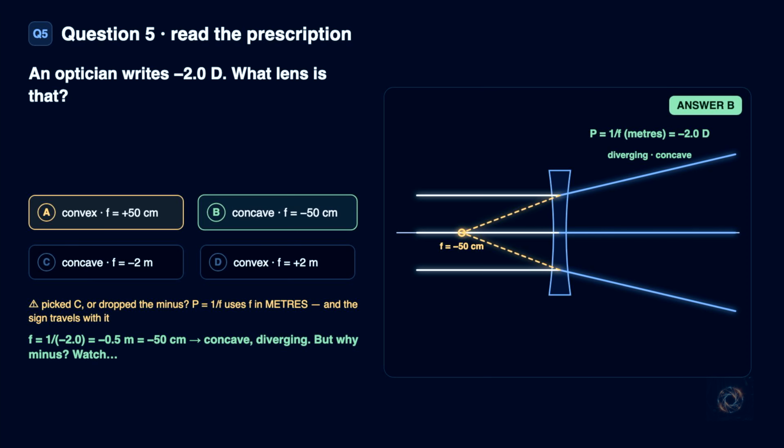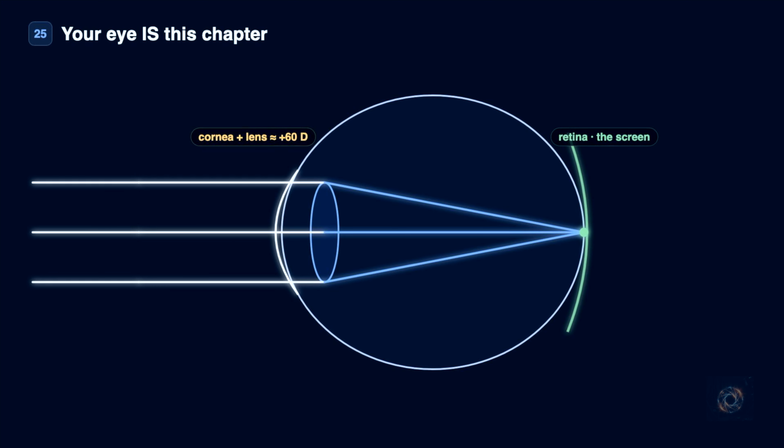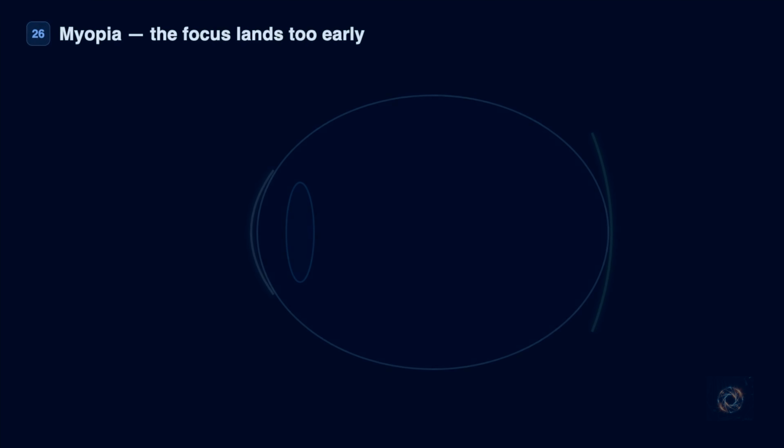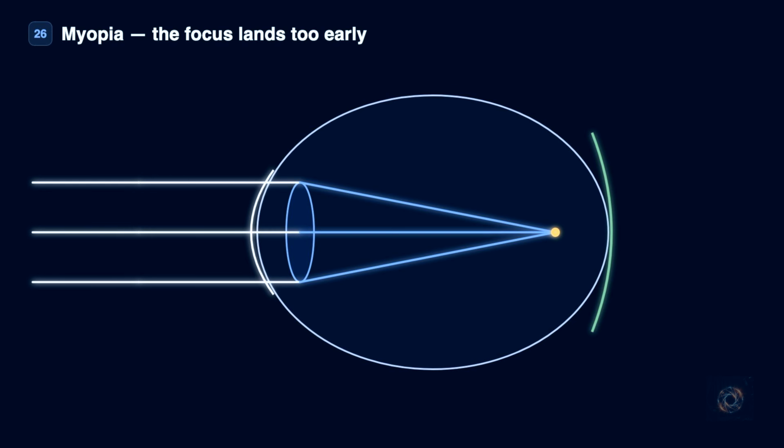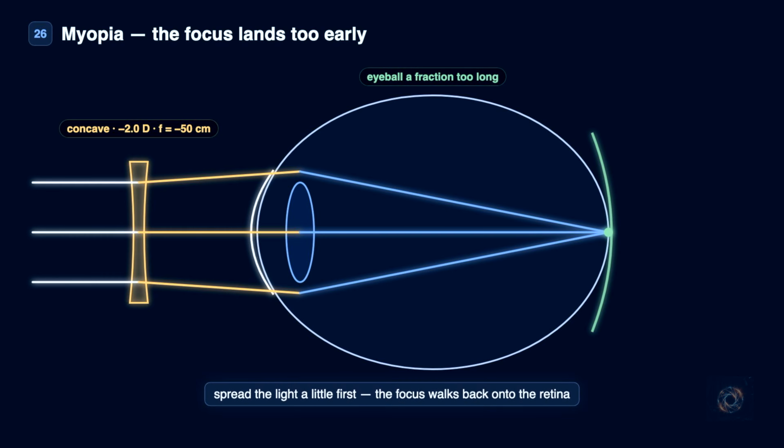But hold on. Why would anyone put a lens that spreads light out in front of their eye? That's the best part. Because your eye is this entire chapter in miniature. The cornea and the lens together make a converging system of about 60 dioptres, stronger than any spectacle ever prescribed. A healthy eye lands a perfect sharp point exactly on the retina.